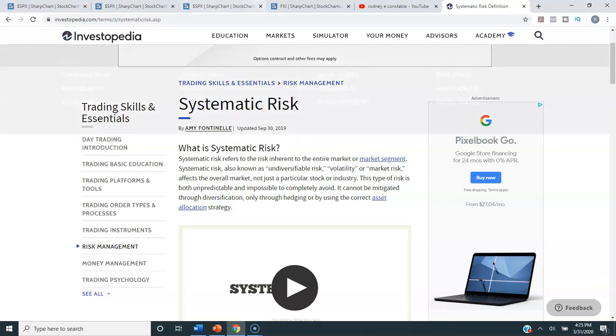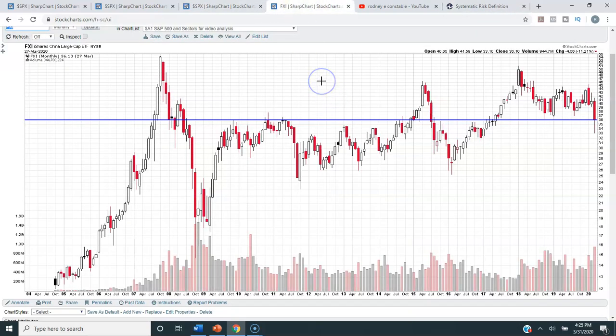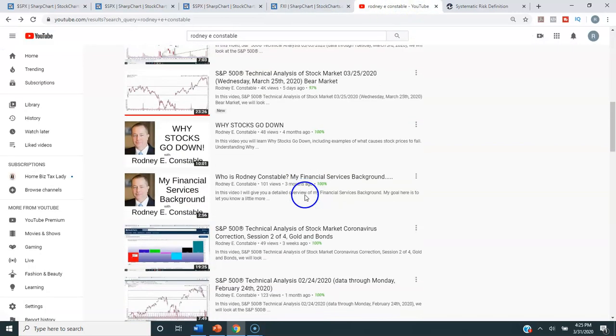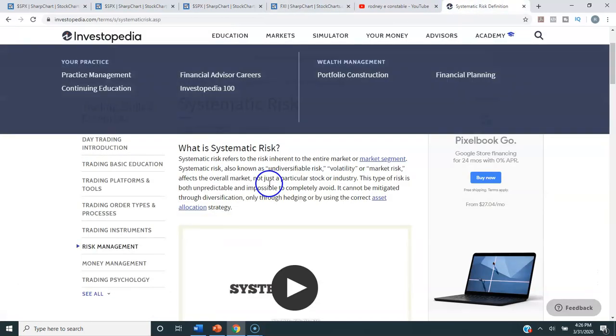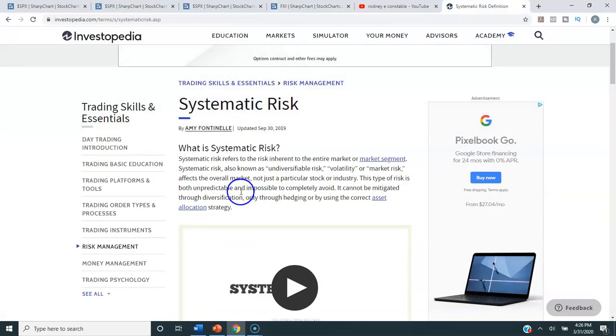And this goes back to what people say over the years: you've got to be diversified internationally, you have to own international stocks or whatever. And I'm not denigrating diversification, guys. Go back and look at my financial services background. You're going to realize that I'm going to be the last guy to denigrate diversification. But I also want everybody to understand what diversification does and does not do. Diversification does not reduce systematic risk.